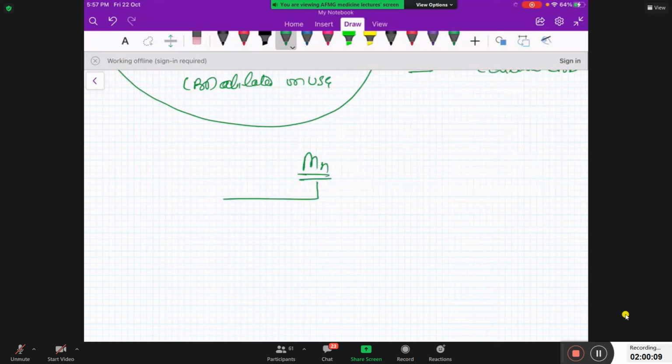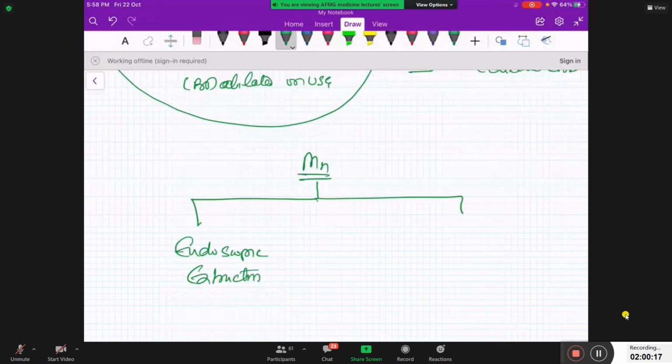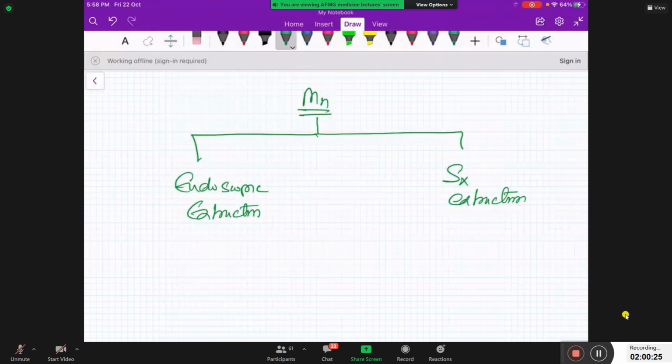there are two ways of removing CBD stones: endoscopic extraction and surgical extraction. Which one will you prefer? Why? Less invasive. Very good. So endoscopic extraction you will prefer. And what is that endoscopic extraction called?